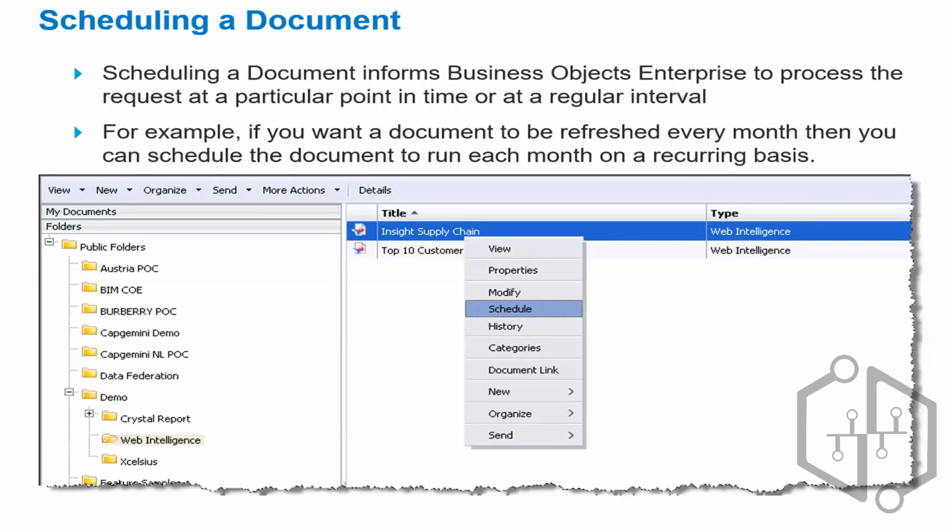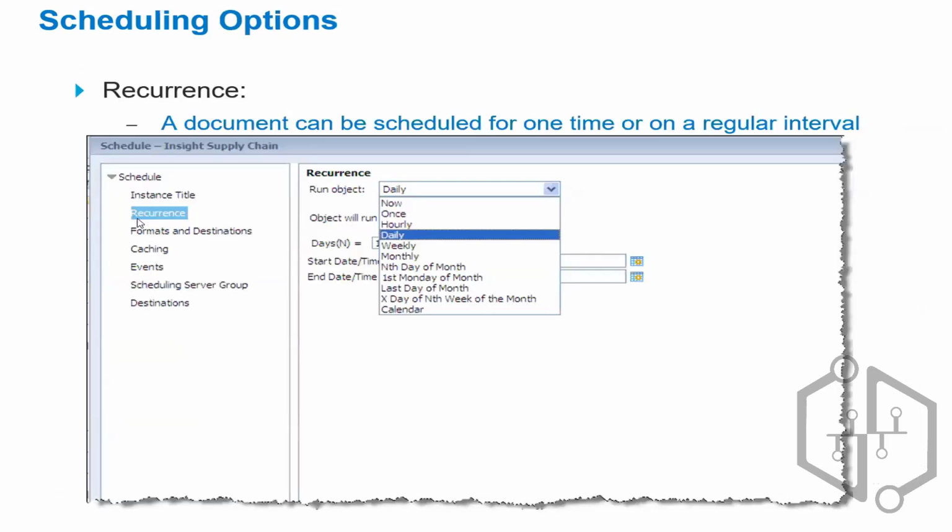Once we click on schedule, we will get a scheduling window. This is a scheduling window. Here, these are the options that are there in the schedule. Instance title, what title we want to show for that report instance, and recurrence, how frequently we want to run this job, run object daily or only for now.